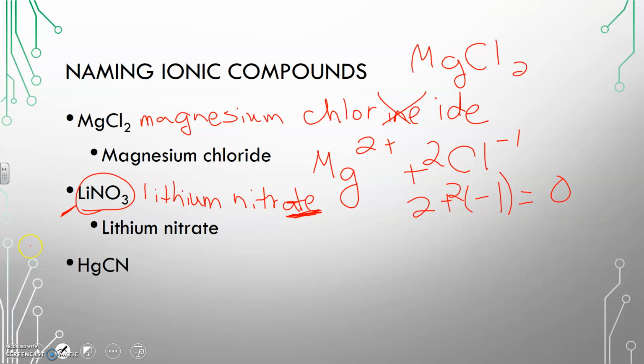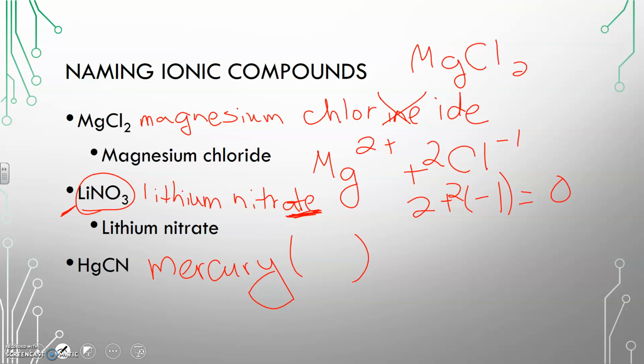All right, so we have mercury. One thing you'll notice is mercury is in that middle section of the periodic table, the section that kind of looks like it's out of place a little bit. So that makes it a transition metal, so we are actually going to have to put in a Roman numeral for this.